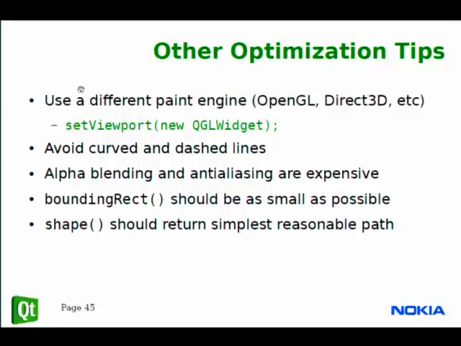Other tips? Avoid curved and dashed lines if you can. Anti-aliasing and alpha blending are expensive. You want your bounding rect to be as small as possible, and the shape should be the simplest reasonable path. And it should be able to run quickly because it gets called a lot.